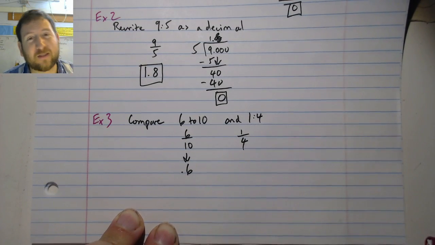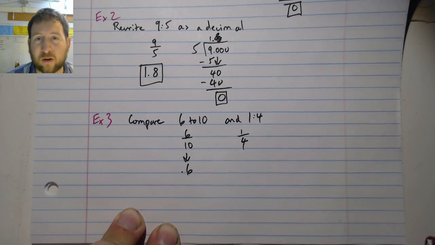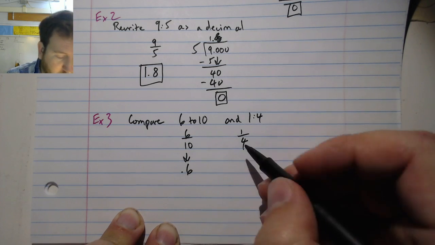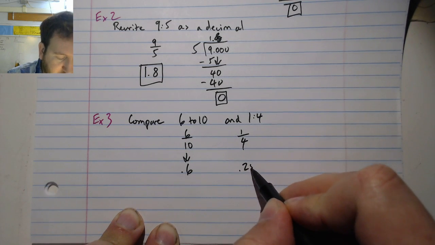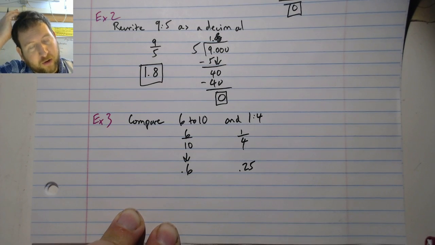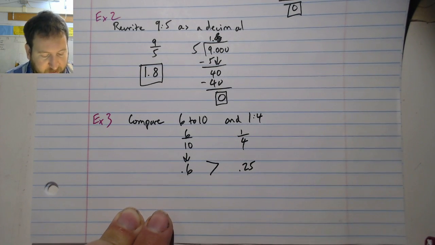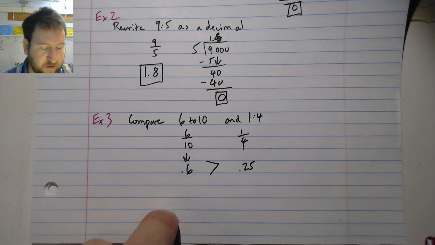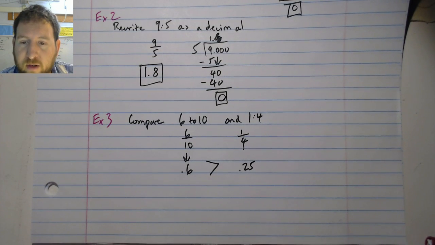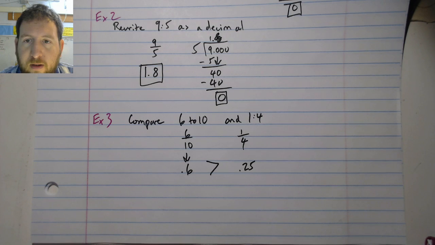And 1/4, that's one that I should know. 1/4 is a quarter, which is the same as money, a quarter. So I can write this as 0.25. So you can always be looking for shortcuts and easy tricks. And now it's easy for me to compare. 0.6 is definitely more than 0.25. All right, that should cover all of the questions that you're going to be doing.